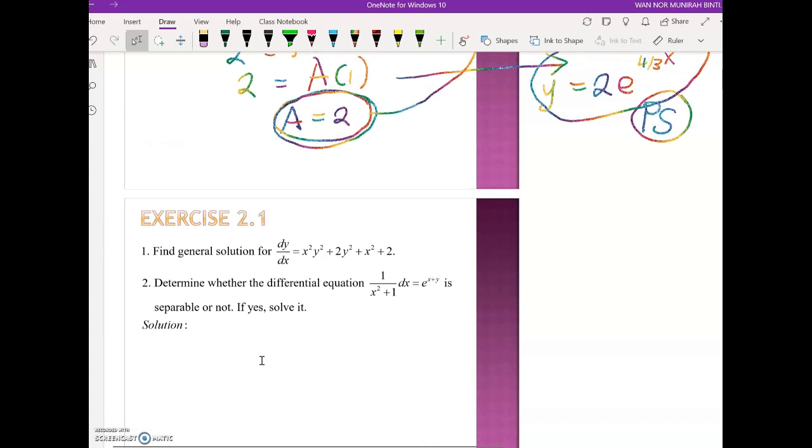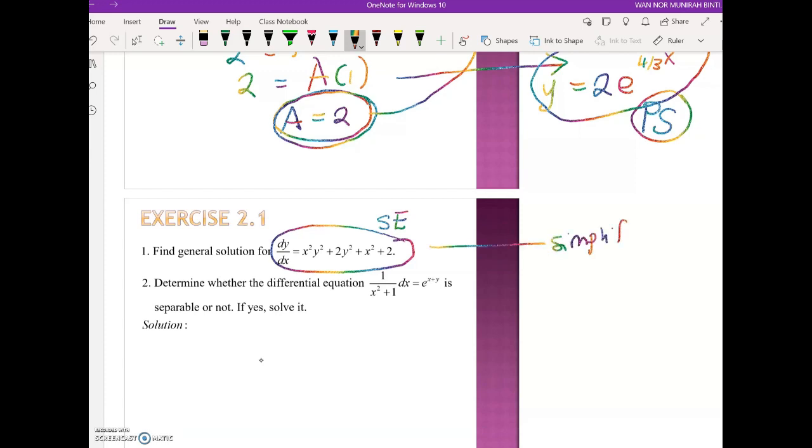On exercise 2.1, what I want you to do is please try this one. Initially we cannot say that this equation is separable. So what you need to do is try to simplify. What I mean by simplify is you can try to factorize this equation.